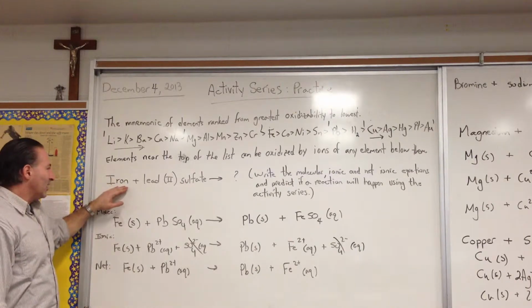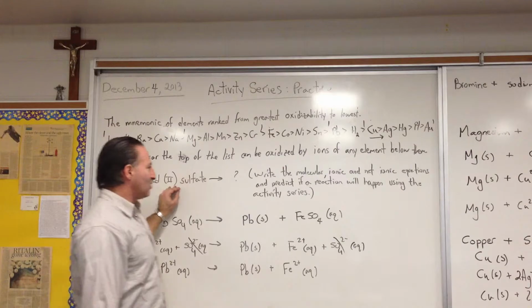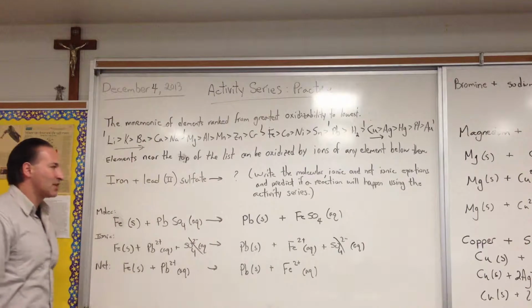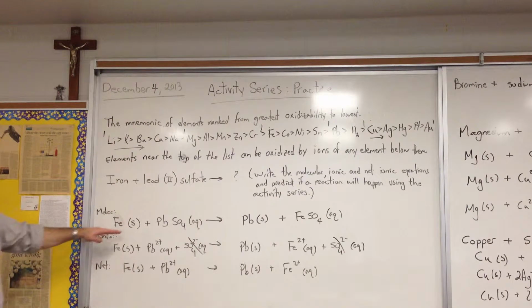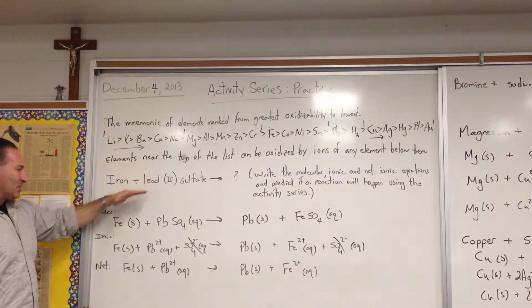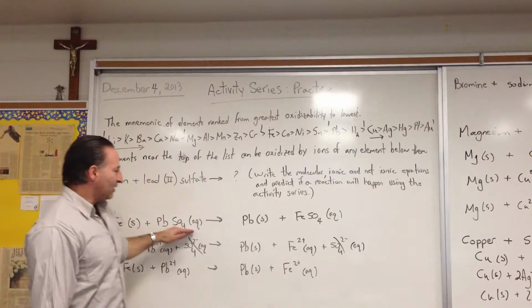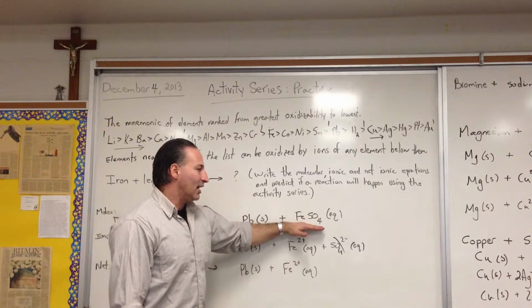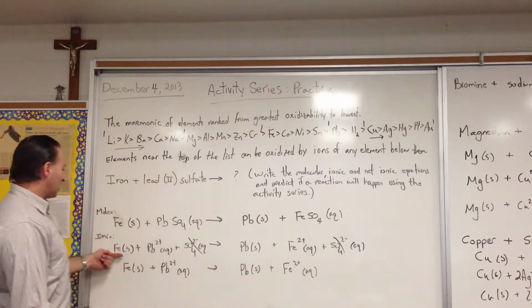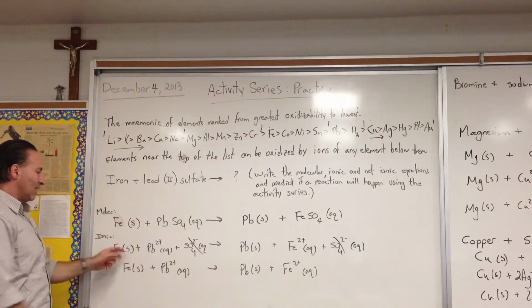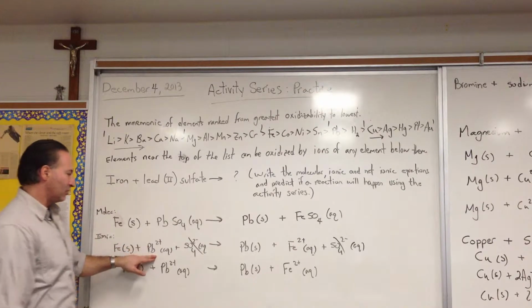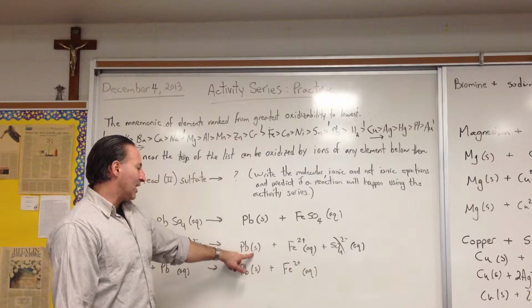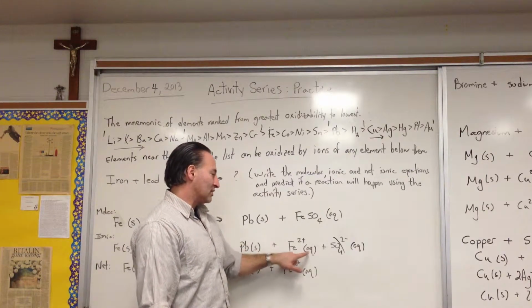So if you mix elemental iron with plumbous sulfate, lead-2 sulfate, I would like you to write the molecular, the ionic, and the net ionic equations and predict if a reaction will happen using the activity series. Here's the molecular equation of what these words represent. Elemental iron, plumbous sulfate in aqueous solution, then should turn into elemental lead, and the iron would take the place of the lead. Here's the ionic equation of that same reaction. Everything is separated, so the plumbous ion is floating in aqueous solution, the sulfate is in aqueous solution, and then what happens is after the reaction you have elemental lead and ferrous ions floating in solution with sulfate.